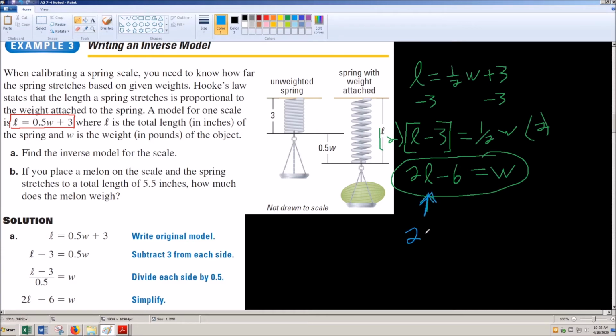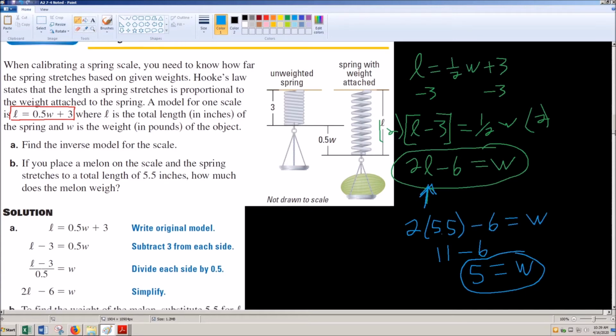So I'm going to say 2 times 5.5 minus 6 equals the weight. To solve for this weight here, I do 2 times 5.5, which is 11, minus 6, which is 5. So I get the weight of my watermelon here was 5 pounds, and that was the weight which stretched my spring to 5.5 inches.